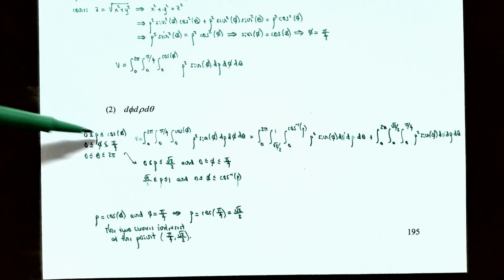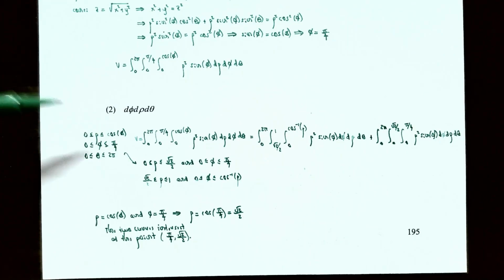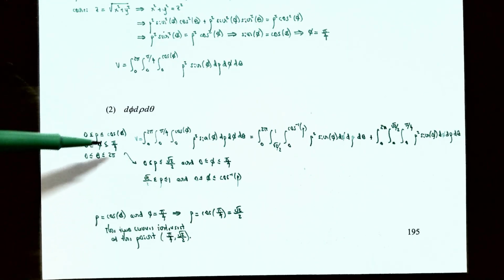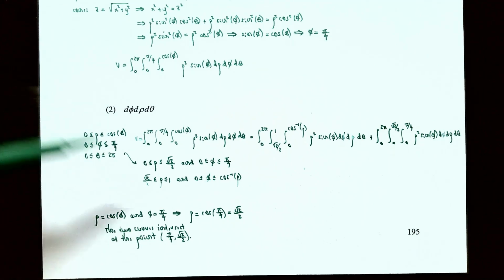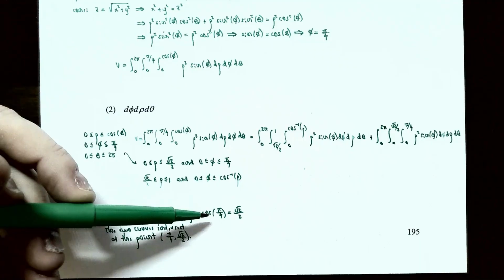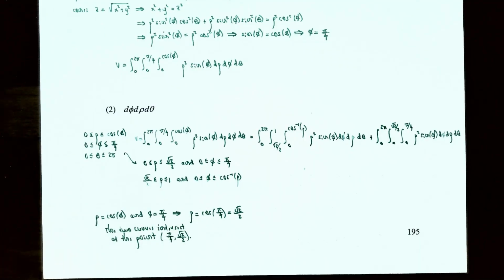So you'll take inverse cosine to get phi by itself, and you'll have inverse cosine of rho. In other words, if you have rho equals cosine phi, and phi is pi divided by 4, this will lead you to say that rho is equal to cosine of pi divided by 4, which is rho equals square root 2 divided by 2. In other words, the sphere and the cone will intersect at the point when phi is pi divided by 4 and rho is square root 2 divided by 2.